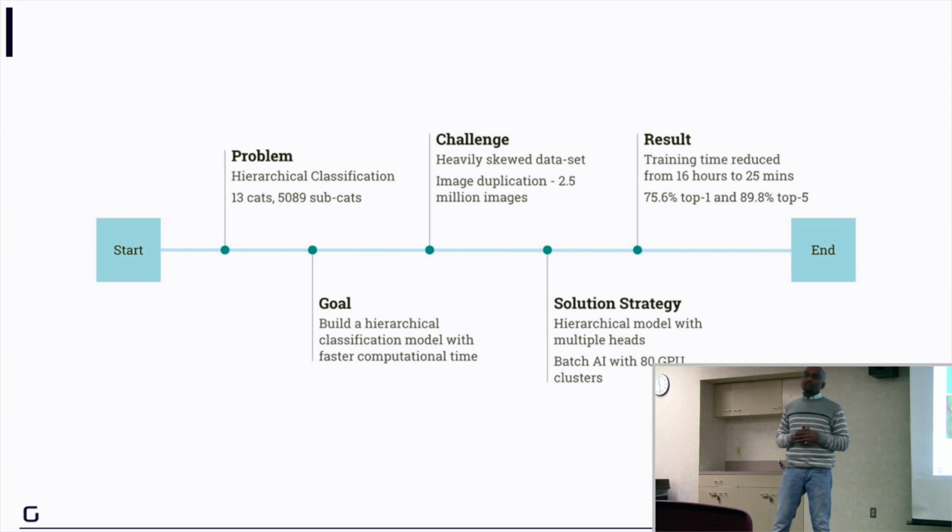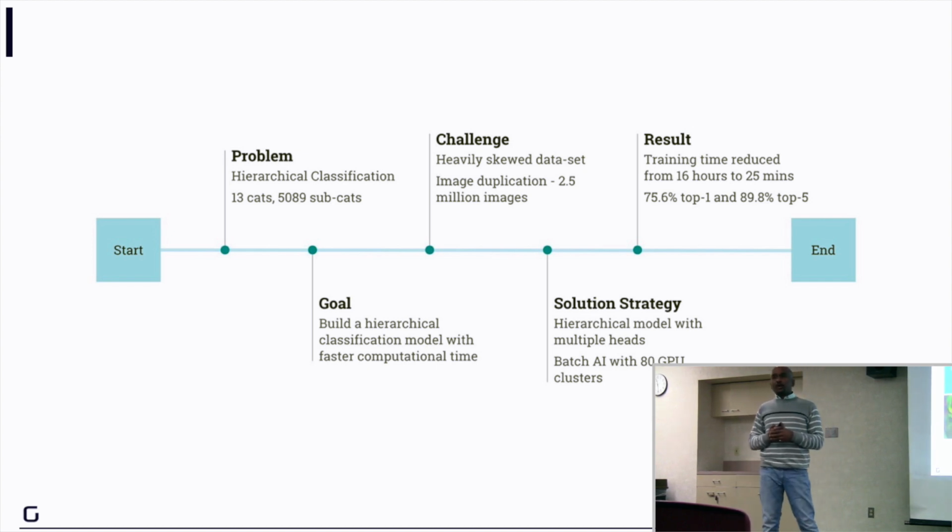That also had a problem: one single epoch took a few days to run. So we scaled it to 80 GPUs, and we set this up on Batch AI for Microsoft. Batch AI, which is their cloud offering. So it was pretty efficient, and it was able to run much faster. That way we cut it down from about 16 hours to about 25 minutes for one epoch. And the accuracy shot up to 78% for top 1 and close to 90% for top 5, which is pretty good. And this was comparable with the Kaggle leaderboard.